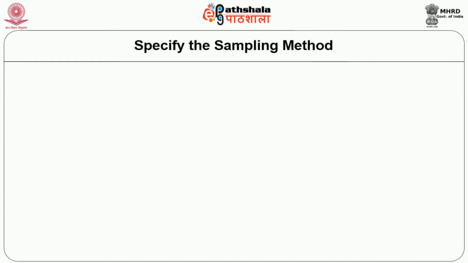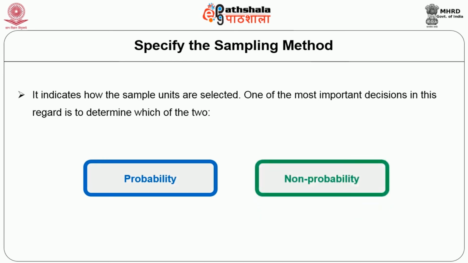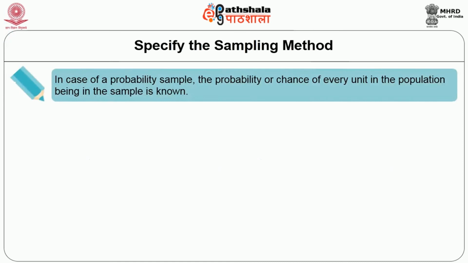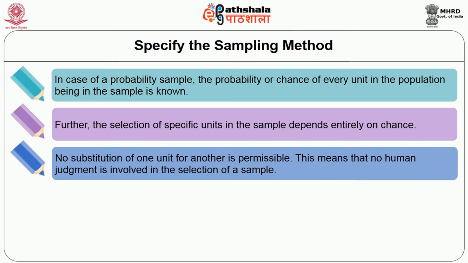Moving on to the fourth step, specify the sampling method. It indicates how the sample units are selected. One of the most important decisions in this regard is to determine which of the two, probability or non-probability sample, is to be chosen. In case of a probability sample, the probability or chance of every unit in the population being in the sample is known. Further, the selection of the specific units in the sample depends entirely on chance. No substitution of one unit for another is permissible. This means that no human judgment is involved in the selection of a sample.